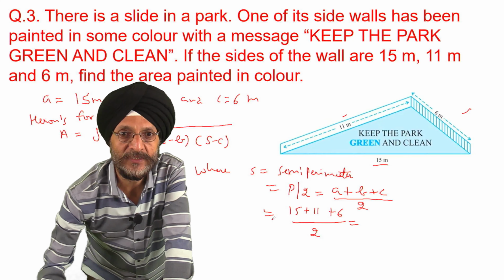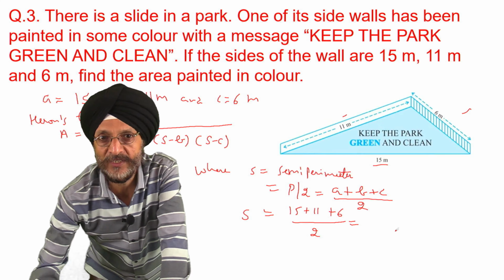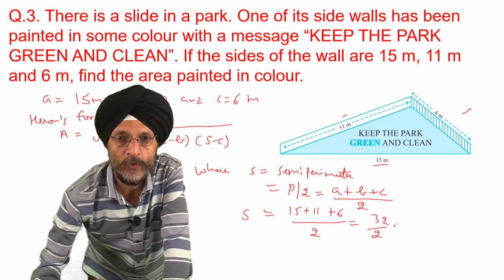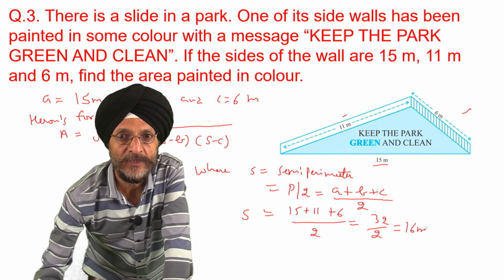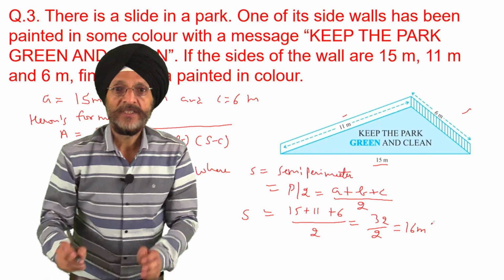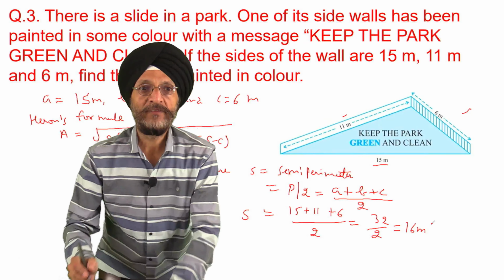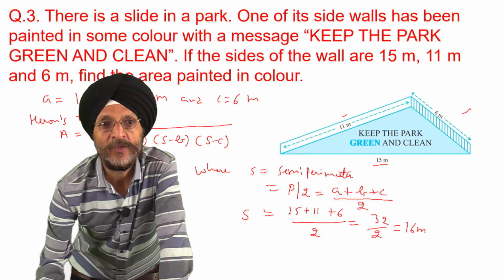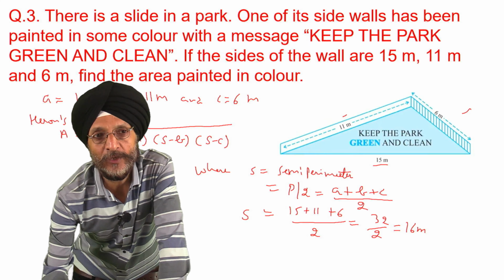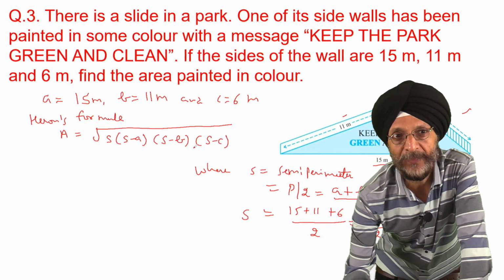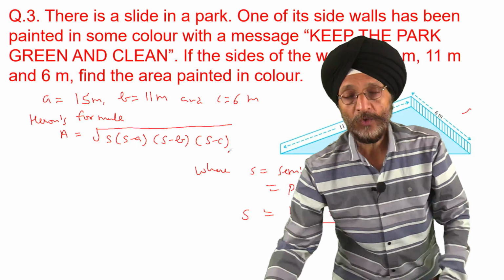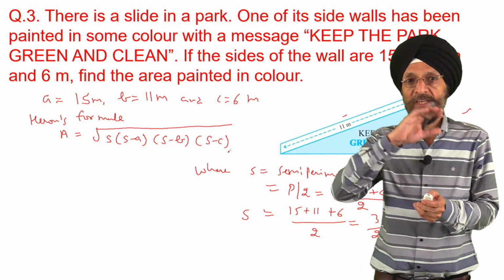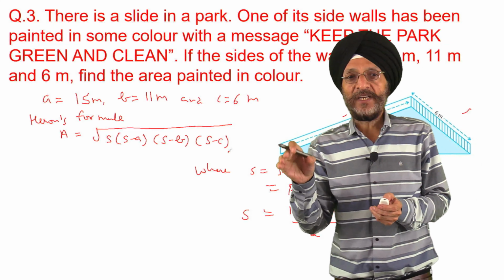So what is the value of semi-perimeter? 32 divided by 2, 16 meter. So this is the semi perimeter. We have calculated the value of P. P is 32. So now we will fill in the values of S, A, B and C to arrive at the area of triangle or the area of the side wall.